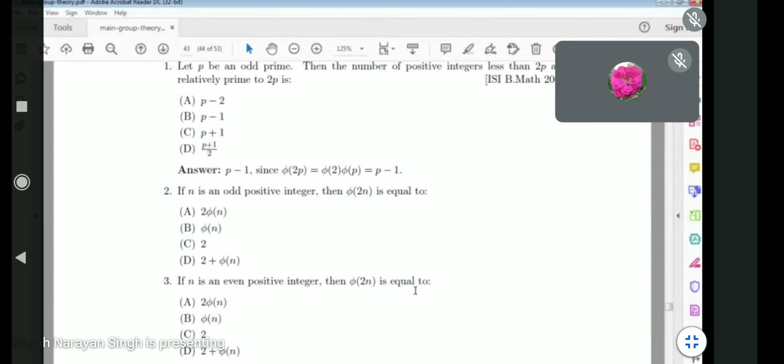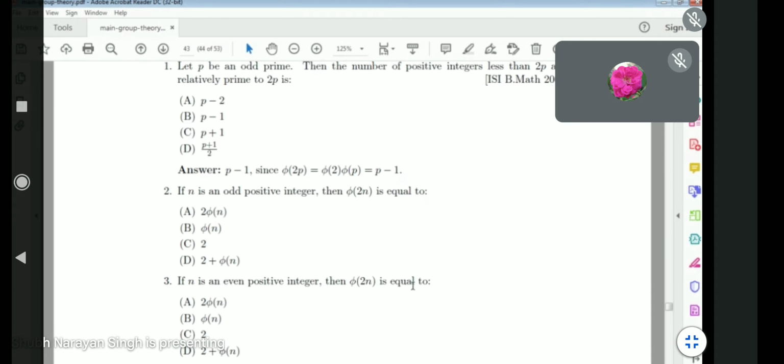Sir, here it is given that n is an odd positive integer, so 2n. Good. Yes. So when n is an odd positive integer, that means GCD of 2 and n is equal to 1. That's why you can use the multiplicative nature of phi. Then you can write phi of 2 into phi of n, and phi of 2 is equal to 1, and phi of n stays as it is, because we don't know the form of n, what n is. So we'll get phi of n.